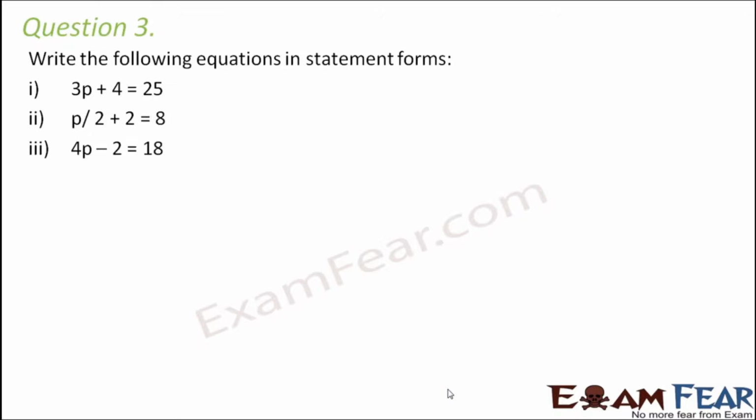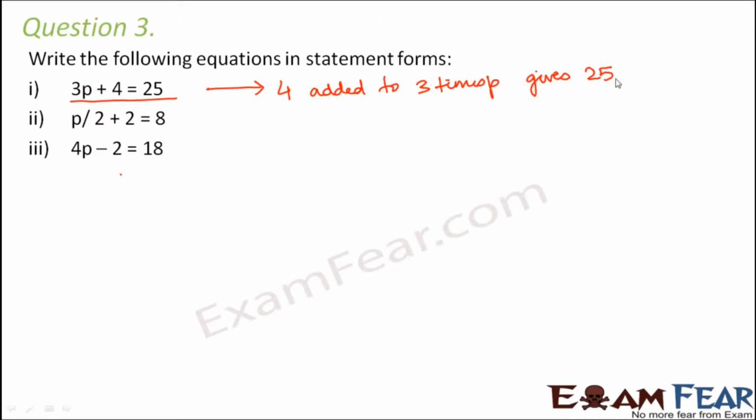Question number 3. Write the following equations in statement forms. Okay, so this is just the opposite thing now. So the first one is 3p plus 4 is equal to 25. So what are we actually doing here? We are adding 4 to 3 times p. So that means 4 added to 3 times p gives what?